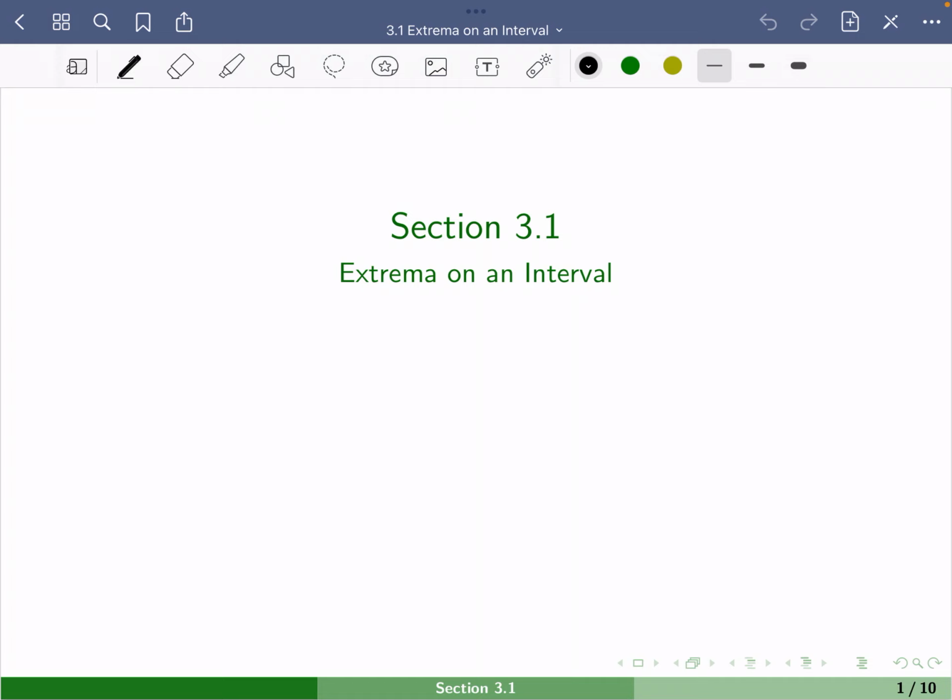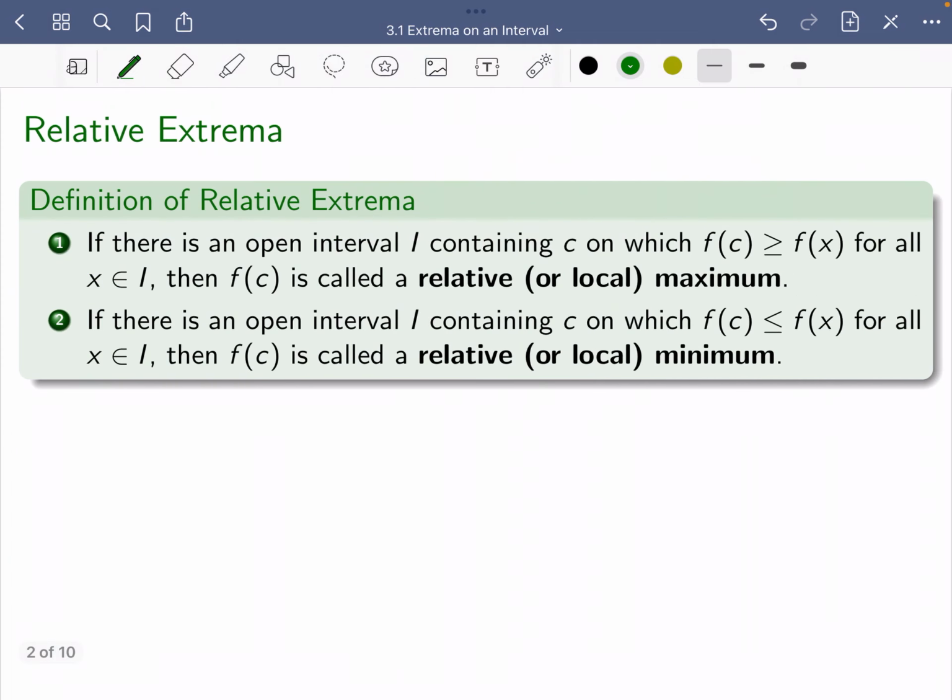In this video, we are going to look at extrema on an interval. So in order to talk about that, we first need to define what we mean by extrema. So let's define those things. We have two different types of relative extrema that we might encounter. Extrema, we're really just thinking about extreme values.